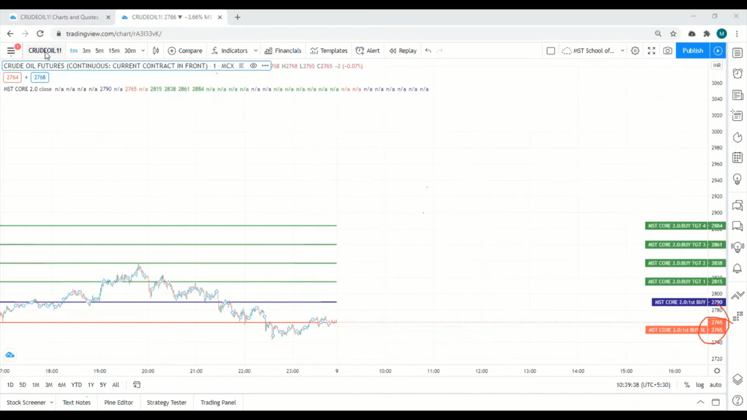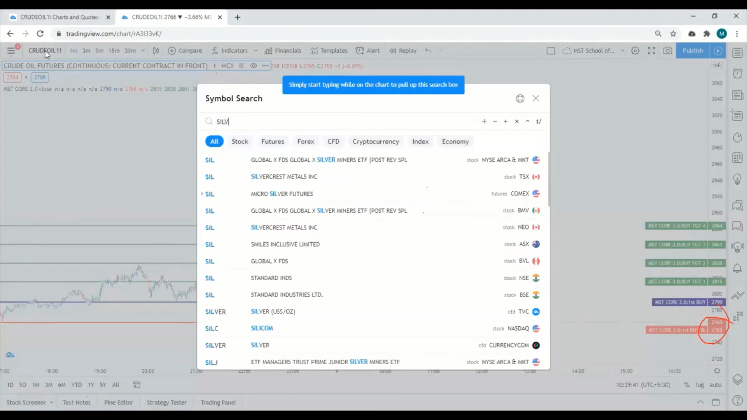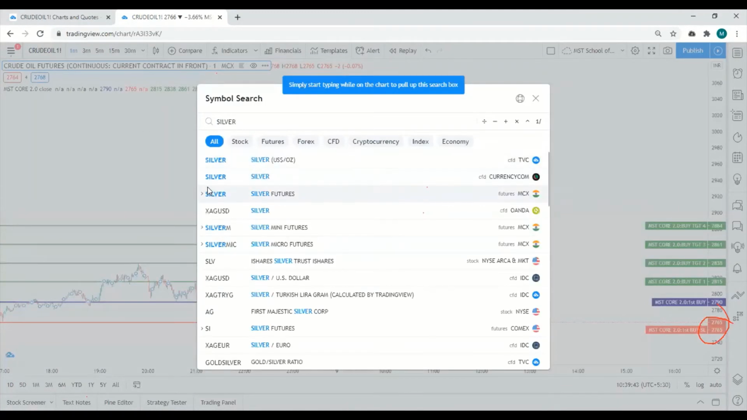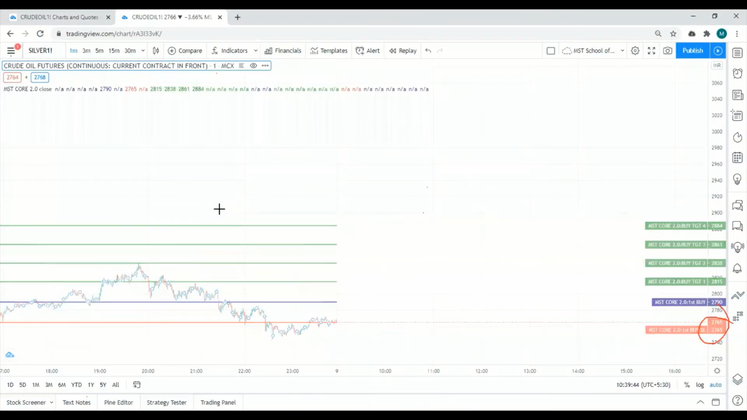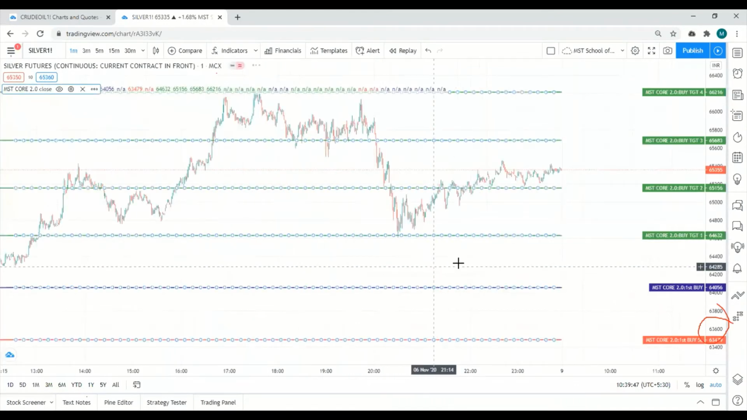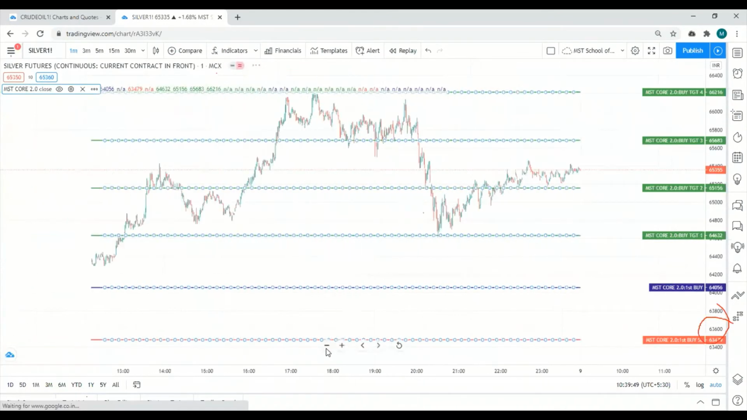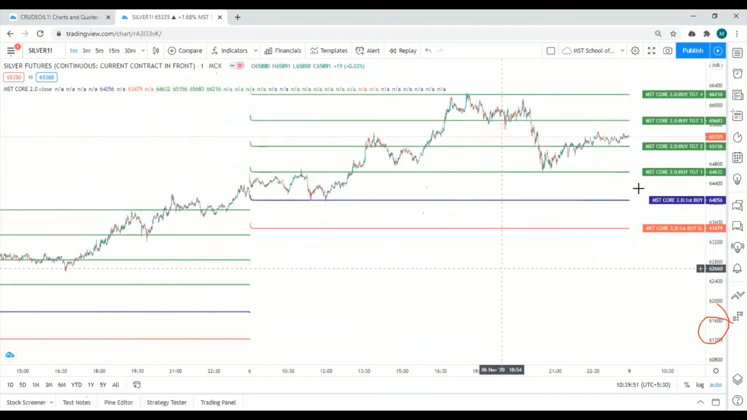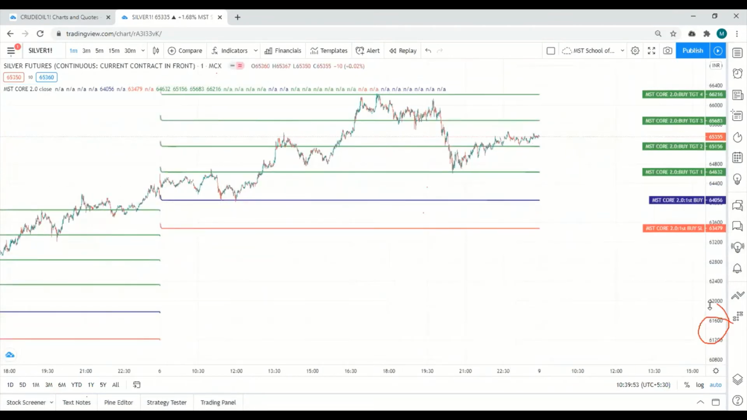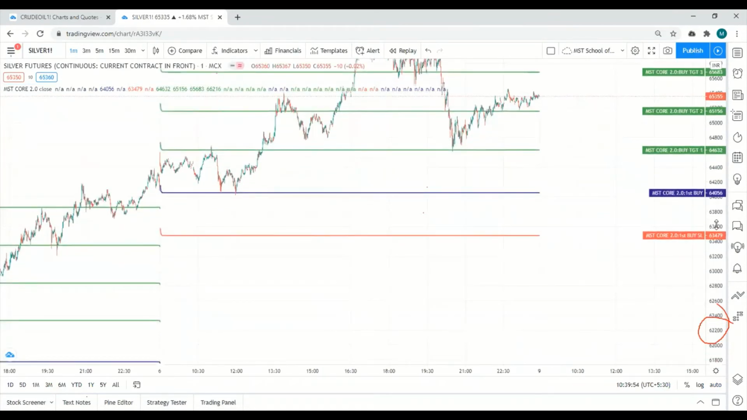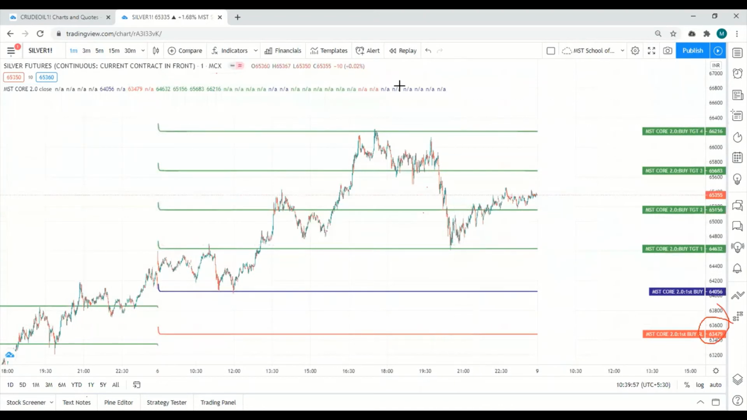So yesterday, what happened in silver, I will show you. Yesterday, we had a good movement in the silver. We got around 2,200 points in silver. And one of our customers has booked 700 points only in the silver micro.